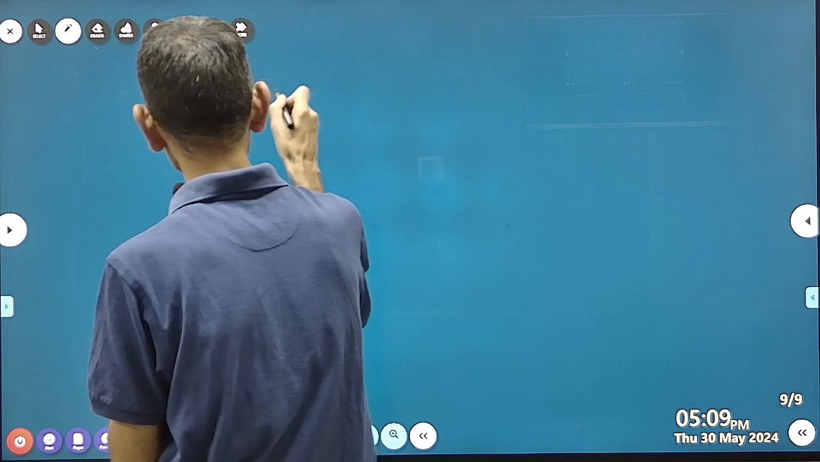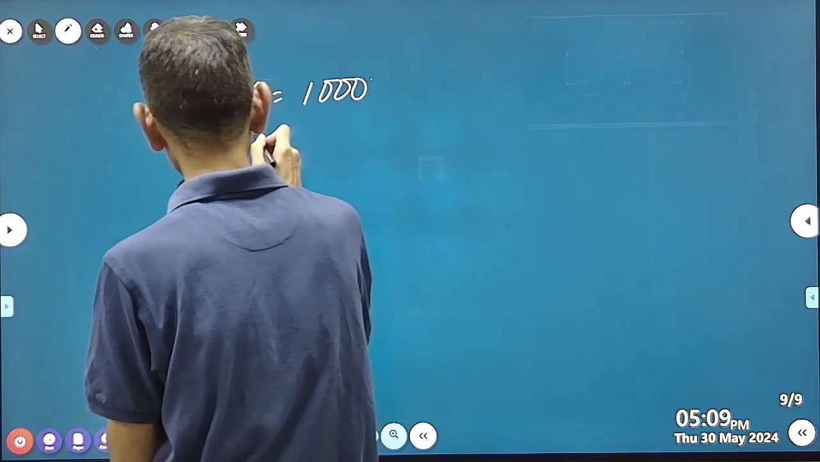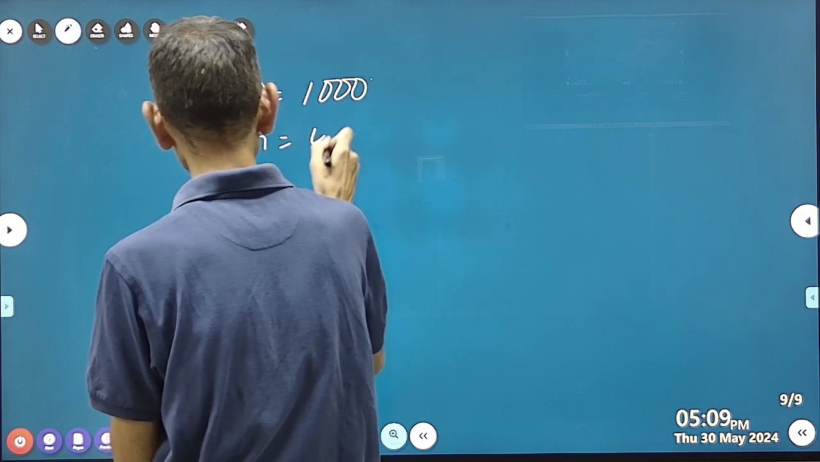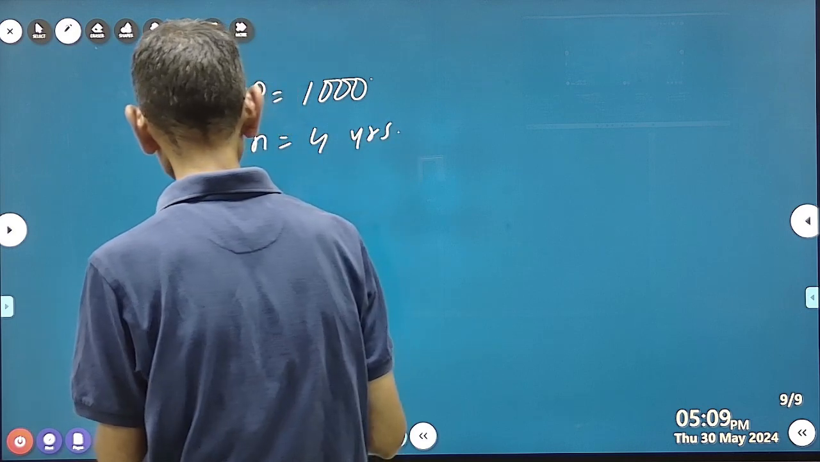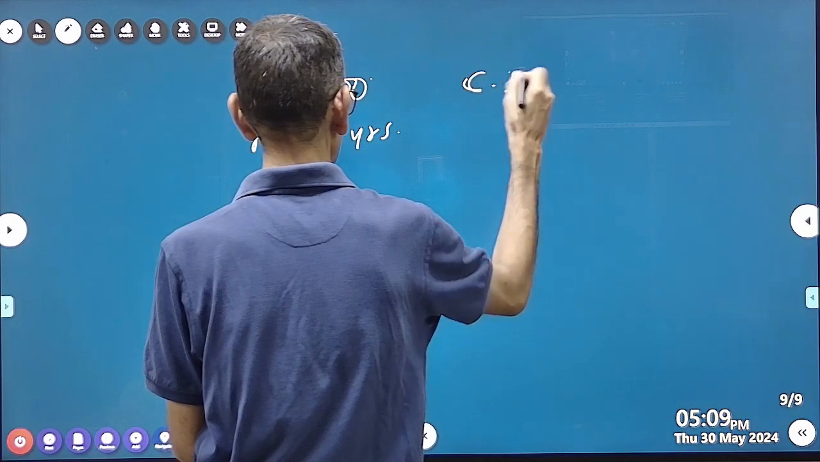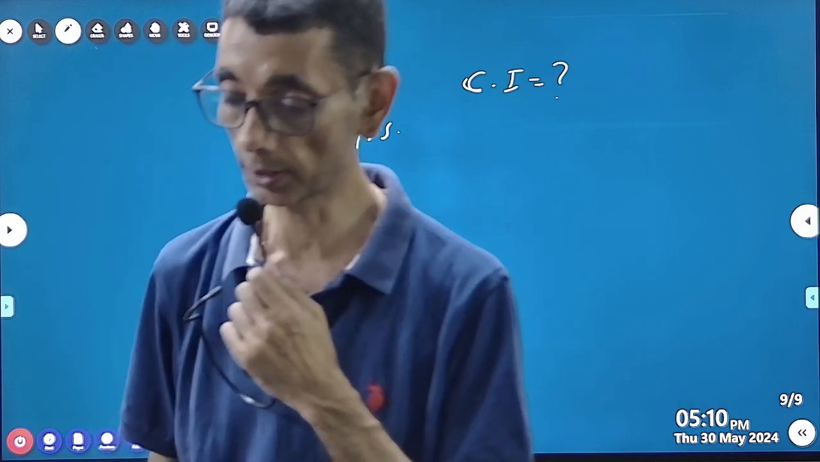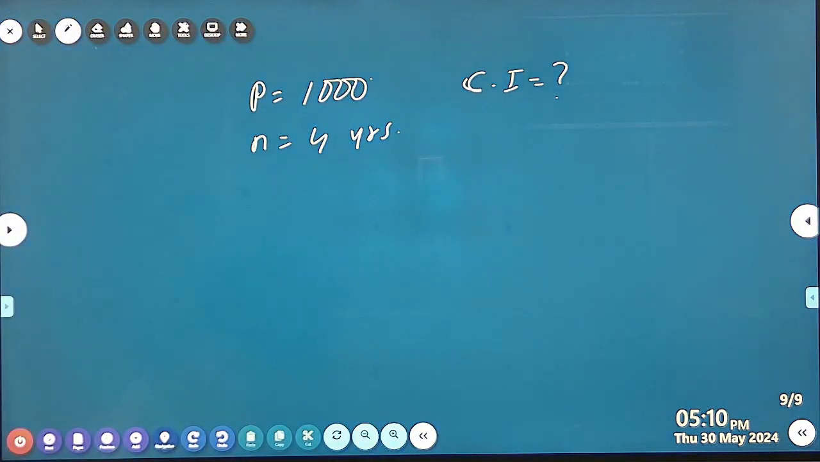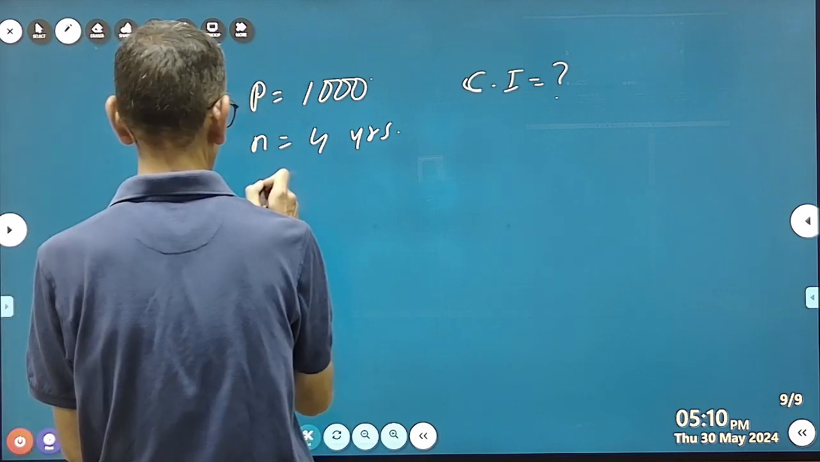So what is the principal? 1000, right? And time, what is the time? 4 years. And we have to find the compound interest, right? Principal, 4 years, and rate of interest 5% per annum, right?